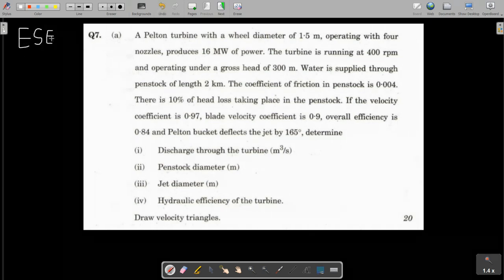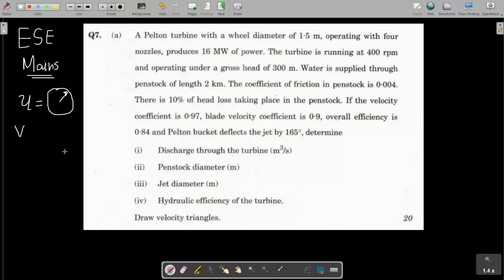Before we start, let me clear some notations that I am going to use in today's numerical. Wherever I am writing U, that means the speed of the wheel, or you can say the speed of the Pelton wheel or speed of the bucket. Wherever I write V1, that means velocity of the jet, or jet velocity.